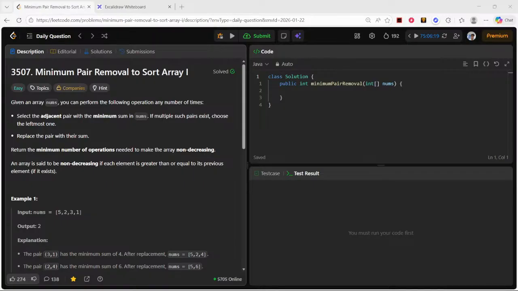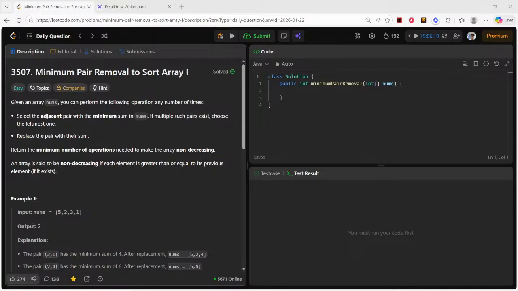Removing the smallest sum causes the least disruption to the array's order, and it increases the chance that the array becomes sorted faster.